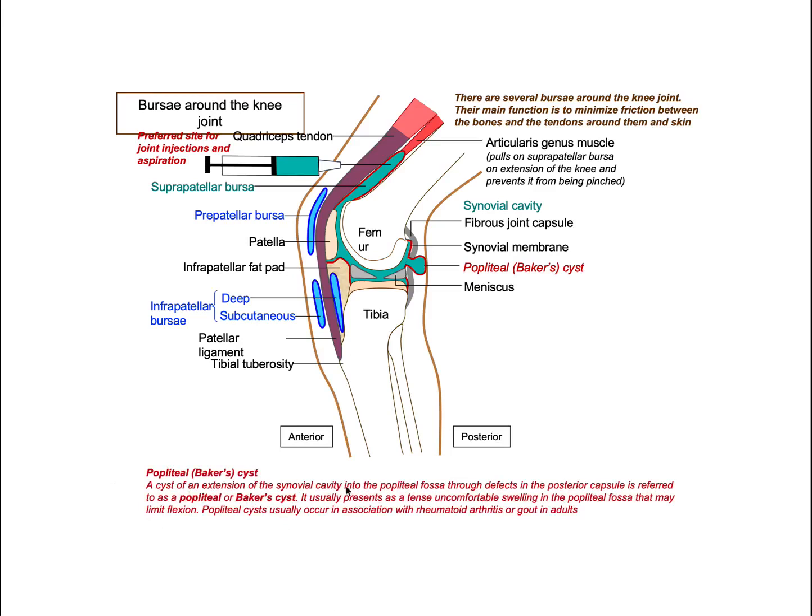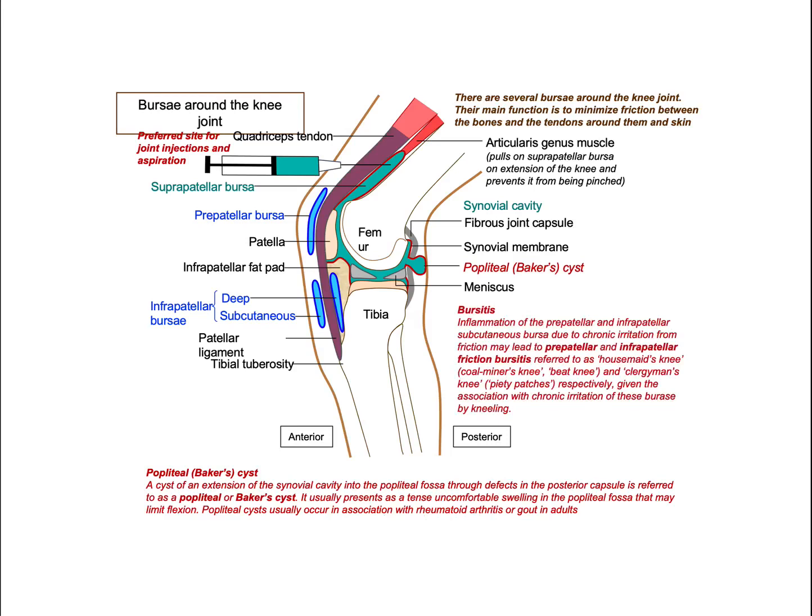This is the extension of the synovial cavity into the popliteal fossa under the skin, not outside the skin. It's a defect in the posterior capsule, and this is called Baker cyst, and this causes swelling in the popliteal fossa, and it causes what? Problem with flexion movement. Popliteal cysts usually occur in association with those who are suffering from rheumatoid arthritis or gout. Gout is a very common disease occurring in this part of the world where we are. So this is a commonly occurring thing. We need to be good at it.